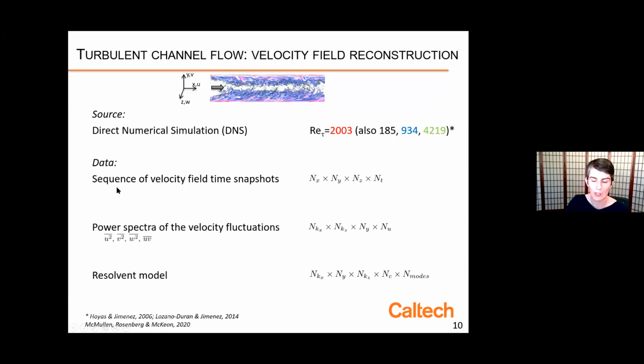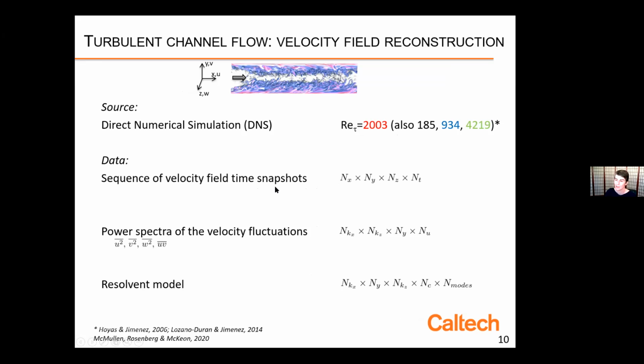The data that we're going to work with here, a sequence of velocity field time snapshots, has been used to obtain the power spectra of the velocity fluctuations. So streamwise, wall normal, and spanwise variances here, and the Reynolds stress, the cross variance UV, and the bar is the time average. Here are the dimensions for each of those. The data sets would be nx by ny by nz, that's the field, by nt, the number of time snapshots. In terms of the spectra, that reduces to nkx, nkz times the number of points in y times the number of velocity components that we're looking at, so that's 4.